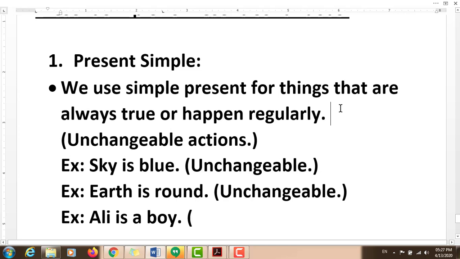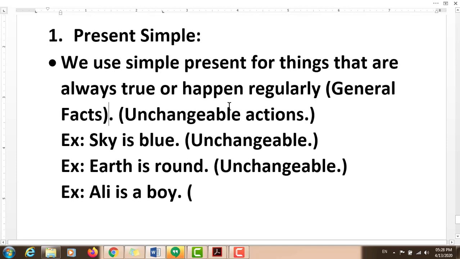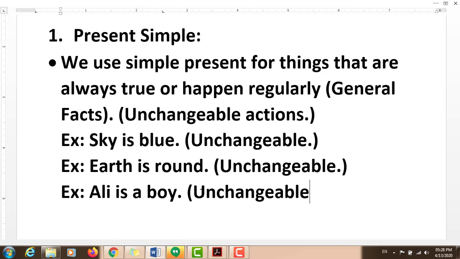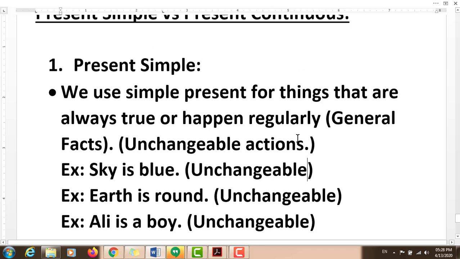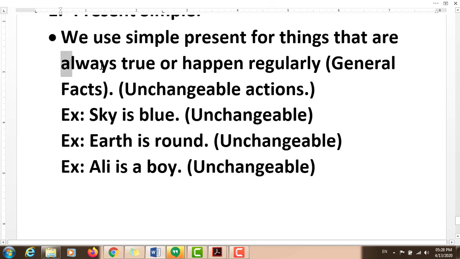Sometimes you might have heard it as what? As, let me keep this in brackets, general fact. It shows general facts. Yes. Okay. So keep these two things in mind. This also I will add: unchangeable actions. Okay, they're all what? Unchangeable. They never change. Even in centuries they will not ever change. So let me highlight this part. So for things that are always true, first thing, keep this one in mind. You use simple present for that.